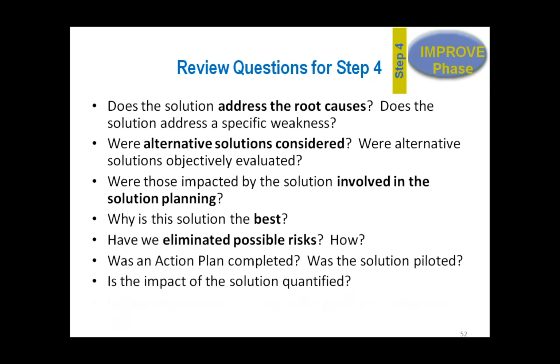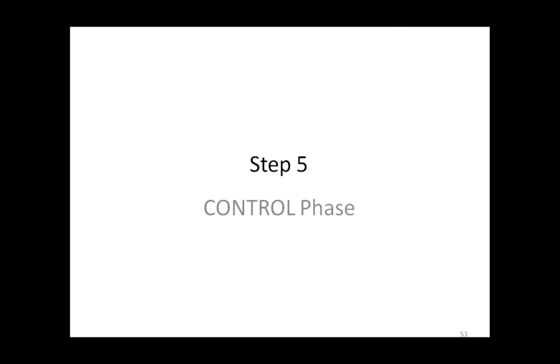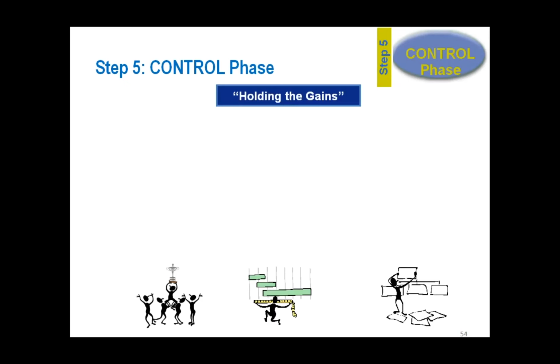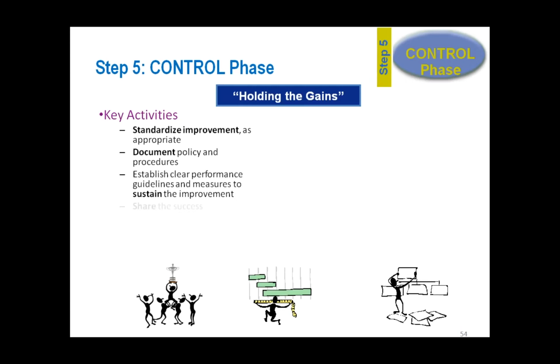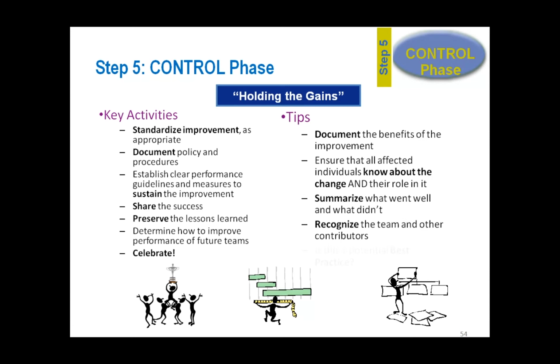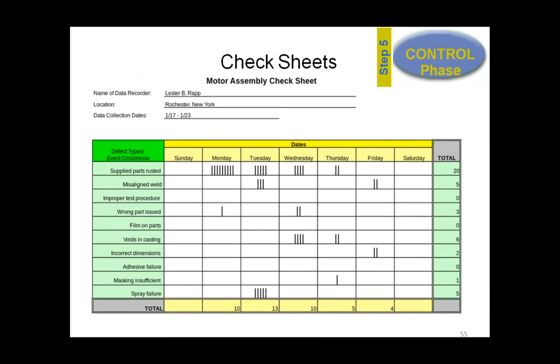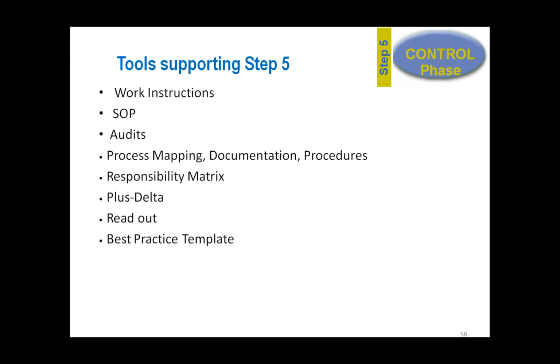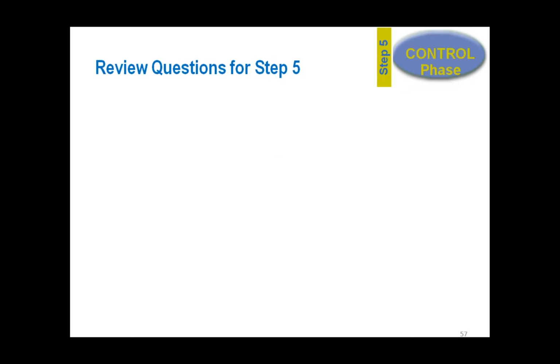So next, and the final section here, is the control phase, where whatever good work we have done, we hold the gains. We establish standard operating procedures, we document the process, we do the trainings, we celebrate. All these are things that make sure that whatever we have improved holds. Check sheets are used to track the improvements. And as you see here, the work instructions, the standard operating procedures, audits, process mapping, documentation, all of that is done to make sure that we don't revert back to the original phase.